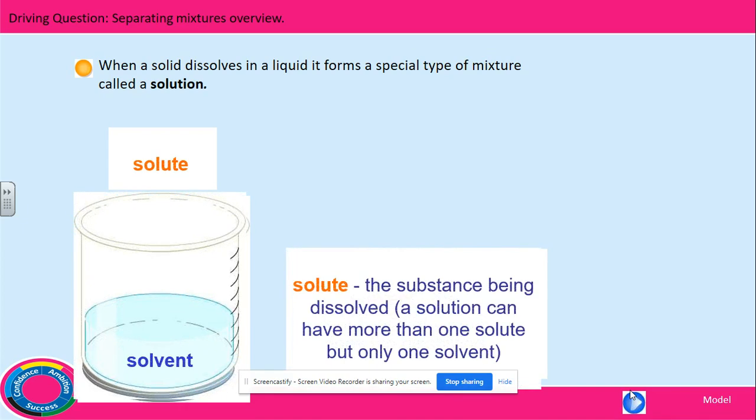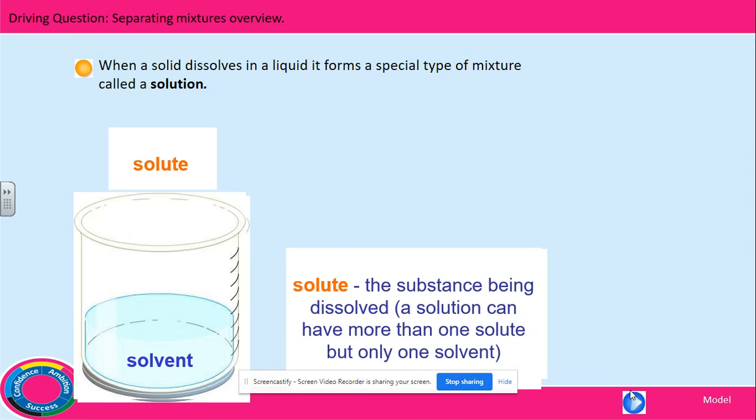The solute is the substance being dissolved. In brackets, a solution can have more than one solute, but only one solvent. So you can add, for example, do not try this at home, water, sugar, and salt together. You can mix them together and they will dissolve. Now, we have two solutes in this case. The two solutes would be salt and sugar, but the solvent is the water.